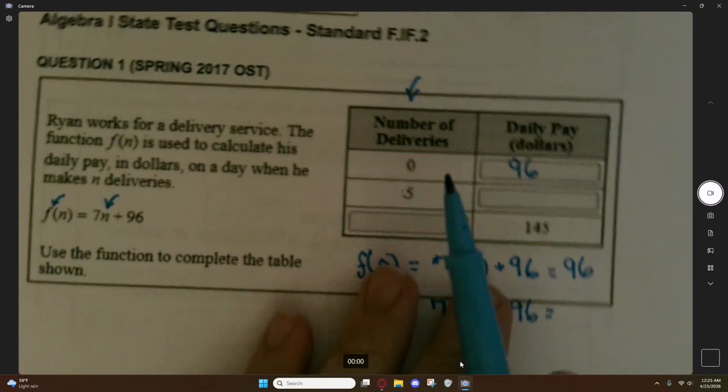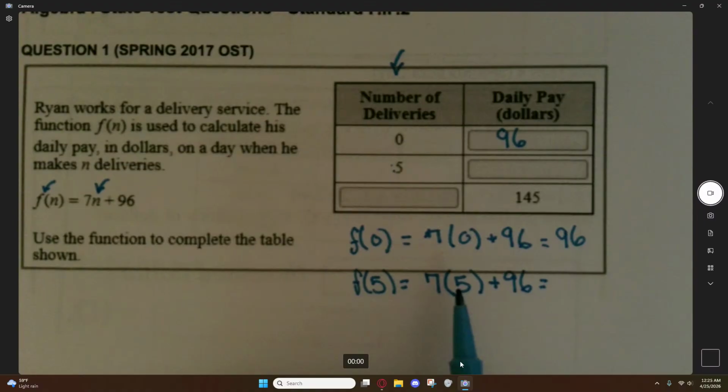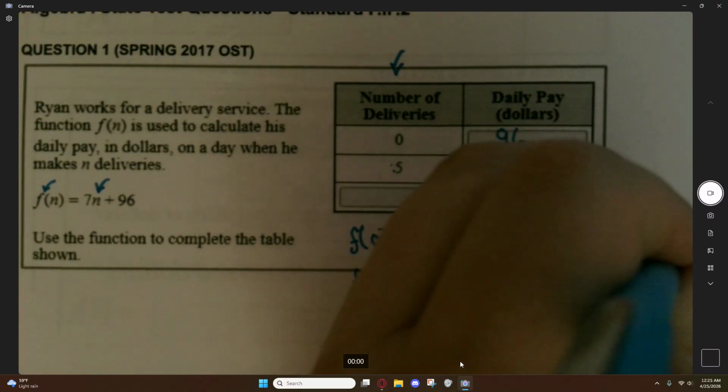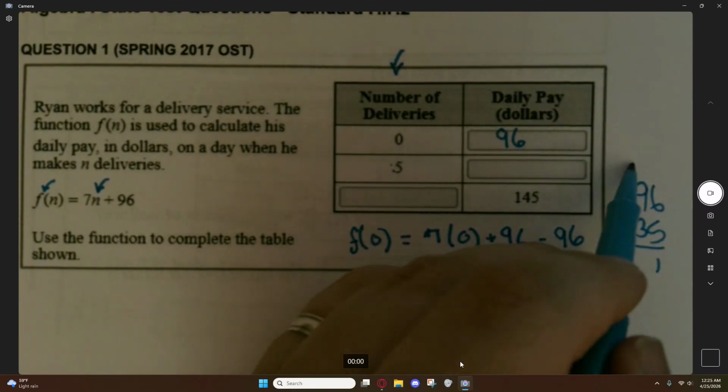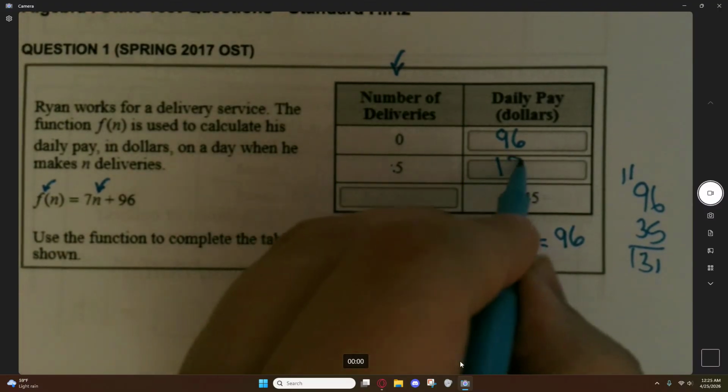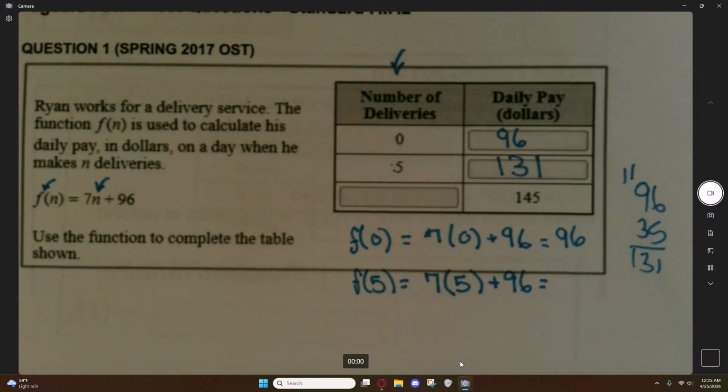7 times 5 is 35. 35 plus 96. Let's do this off on the side. Our side work here, 11, carry the 1. And then you have 13, carry the 1 again. 131 would be your answer there.